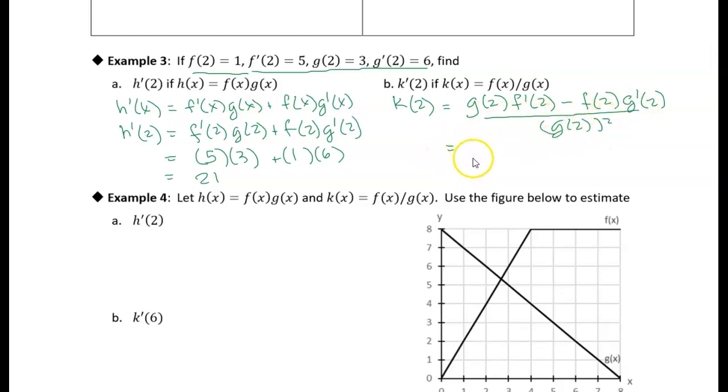All right, so now we just need to plug in values. So g of 2 is 3, so 3 times f prime of 2, which is 5, minus f of 2. f of 2 is 1, and g prime of 2 is 6. And then all over g of 2 squared, so that's 3 squared, which is 9. All right, let's do the arithmetic. 15 minus 6 is 9 over 9, gives us 1. So the answer is 1. All right, I'll meet you in the next video to go through example 4.